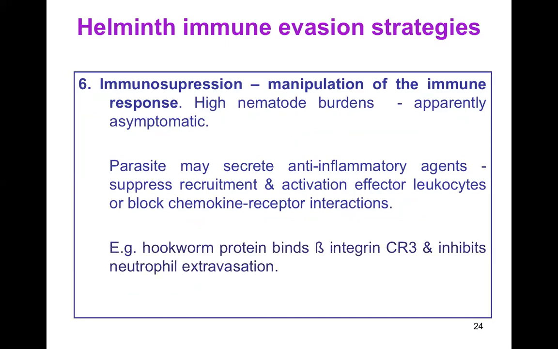Immune suppression is also a typical mechanism employed by the helminths to evade the immune system. In this case, the parasite itself may be secreting anti-inflammatory antigens, and this will suppress the recruitment and activation of effector leukocytes, or on the other hand, block the chemokine receptor interaction, and therefore the parasites will not be recognized easily. A typical example of such a helminth is the hookworm, which binds to beta integrin and C-reactive and chemokine receptor 2 and inhibits neutrophil extravasation.